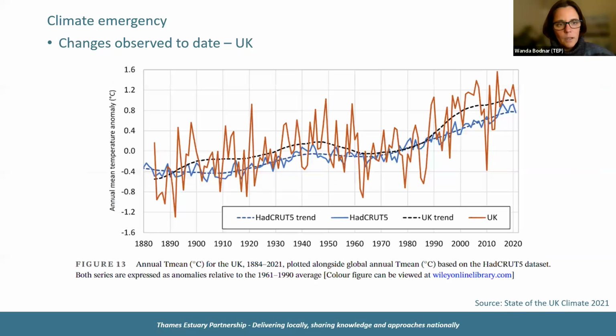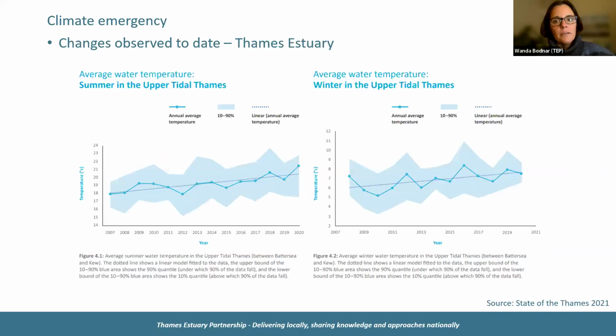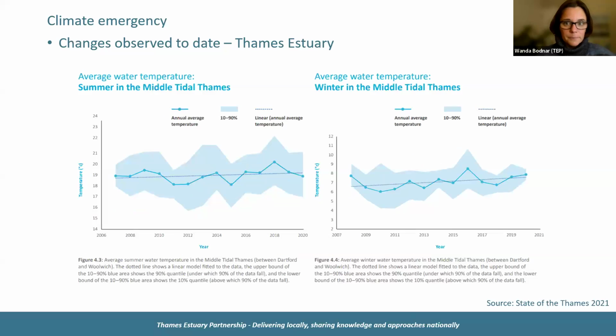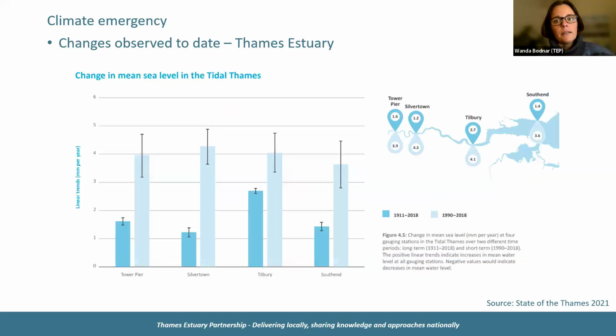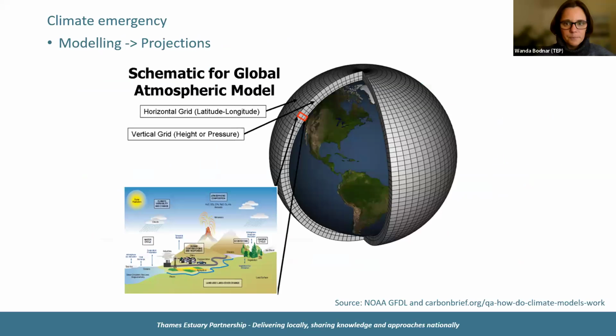Focusing more locally, we can see this increasing trend in temperatures in the UK too. And of course, this is also affecting the Thames Estuary. There are increasing trends in water temperature both in the upper and the middle Thames Estuary, during both the summer and the winter seasons. Similarly, an increasing trend in sea level is also being observed, with a rise of about 4 millimeters per year.